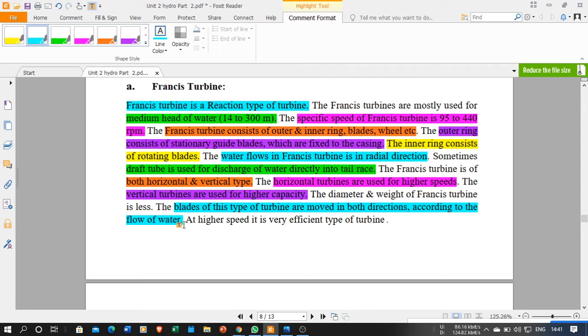It is a very efficient type of machine at higher speed. If the speed is more, then the efficiency of this machine will increase. If I operate my Francis turbine at higher speed, definitely it will give me more efficiency.